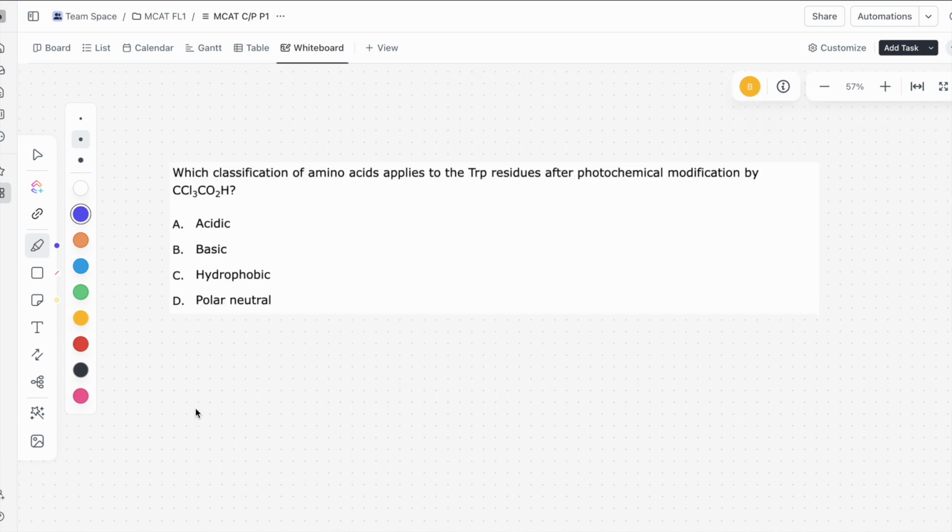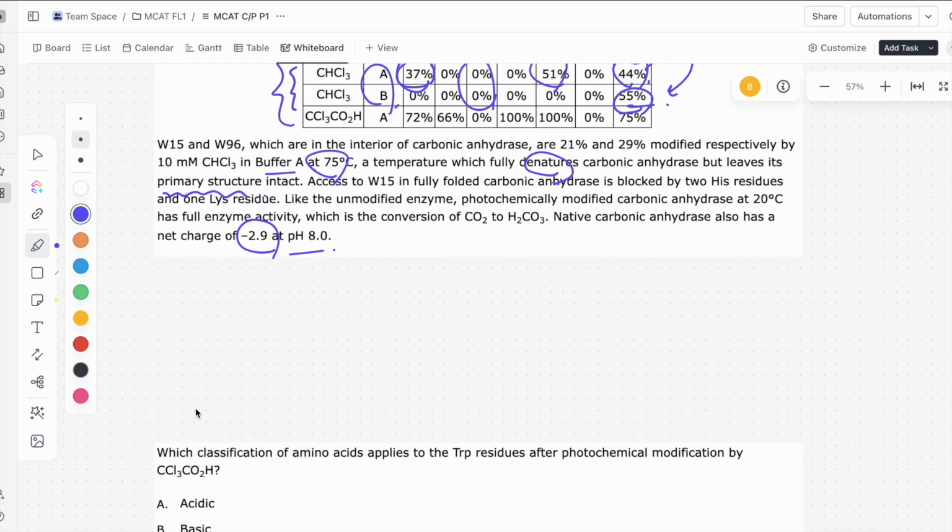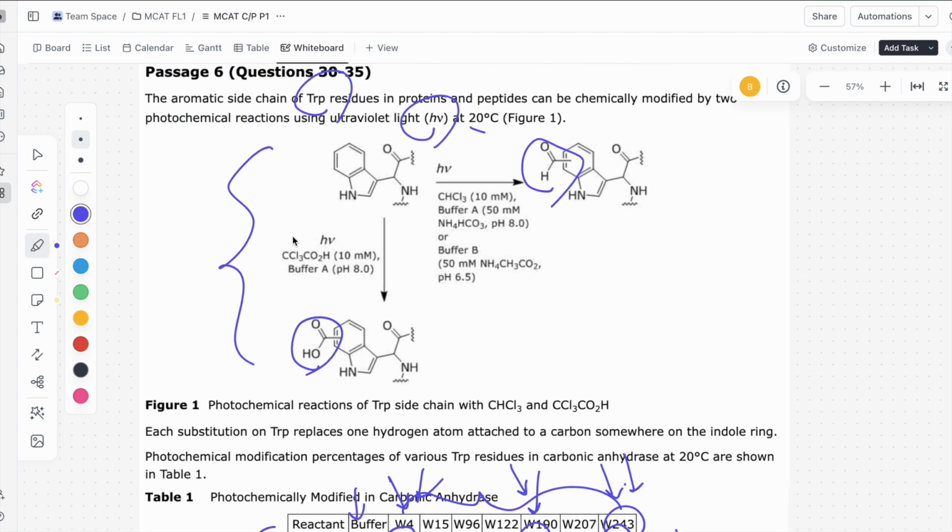This is, which classification of amino acids applies to the tryptophan residues after photochemical modification by CCl3CO2H? All right, so what happens when we modify with CCl3CO2H? Let's take a look. We have it right here. We have this reactant CCl3CO2H. And what do we get? We get the addition of a carboxylic acid group, right?